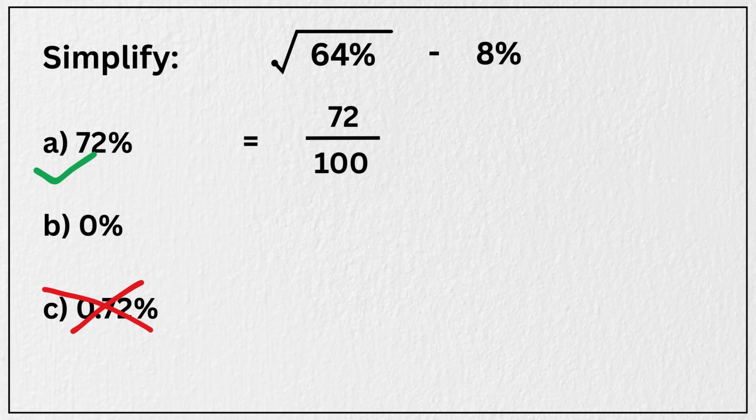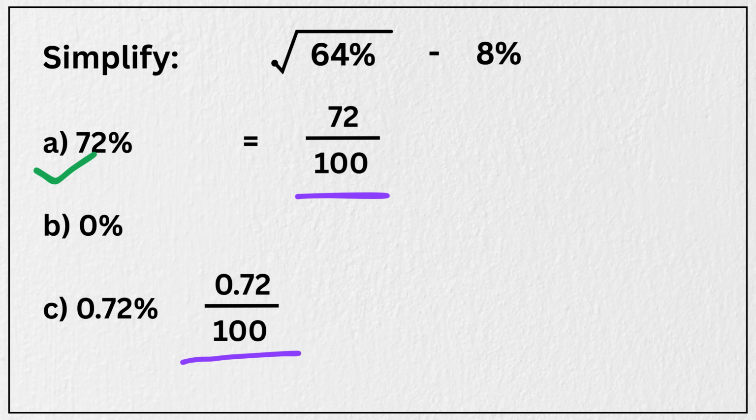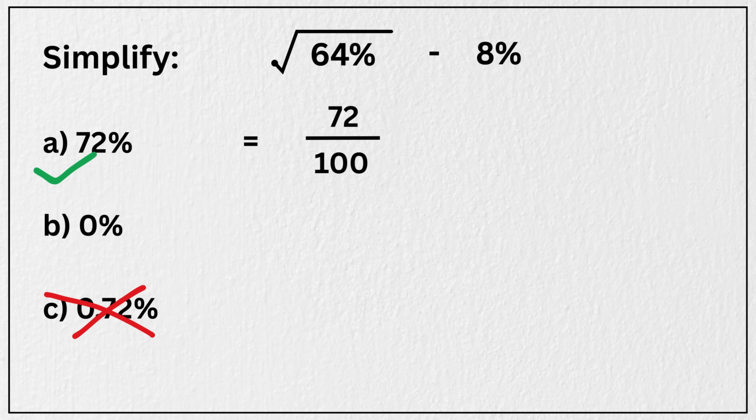It is not option C. Option C would represent the fraction as 0.72 over 100, which is not the same as 72 over 100. Therefore, it cannot be the correct answer. So we have found our answer and successfully solved this problem.